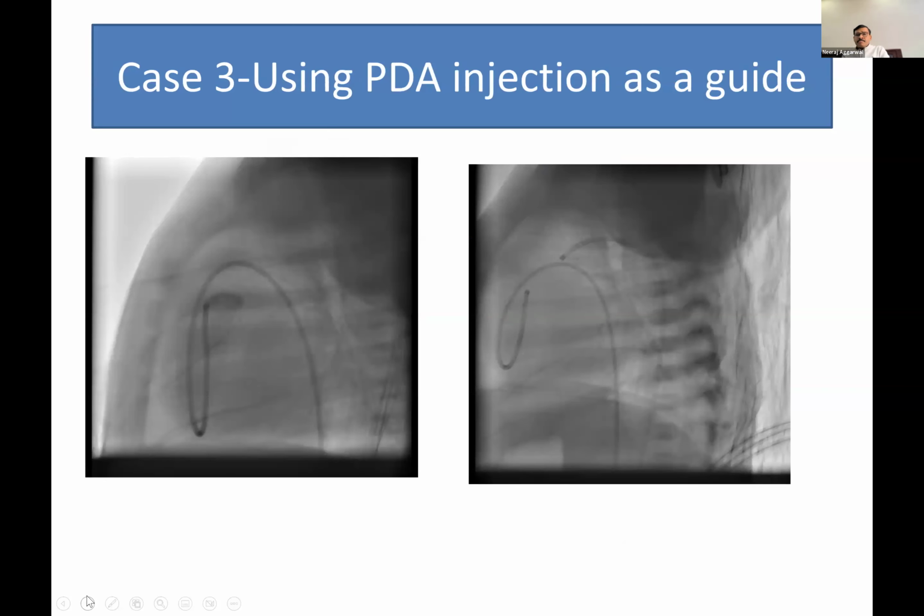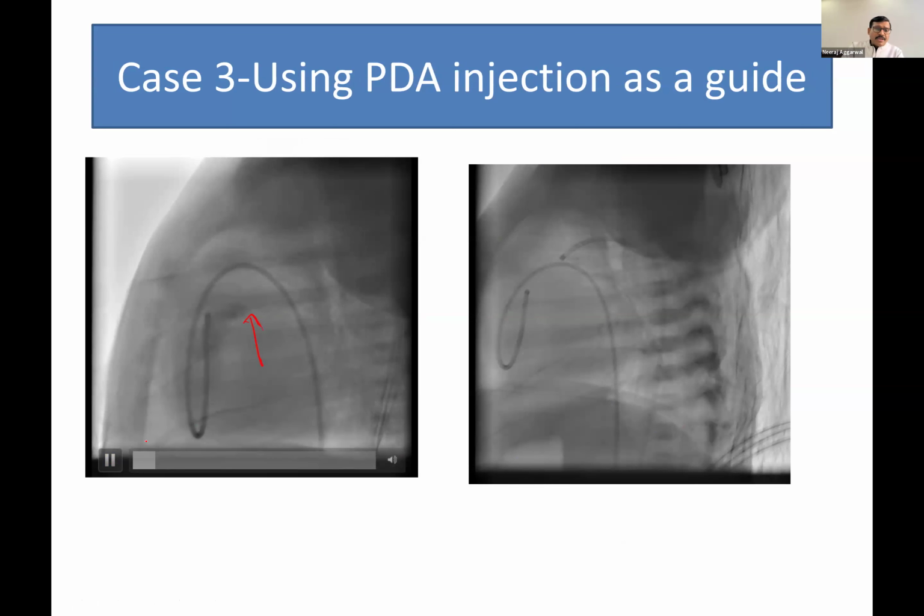This is case 3. One more guide to cross the pulmonary valve is the PDA, because the ductus is open. In this case, see this, I'm doing the angio and I have very little antegrade flow here. You can see the tiny antegrade flow across the pulmonary valve. Now, we kept trying, but we were not able to cross the pulmonary valve with different wires.